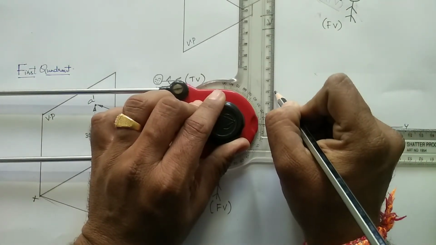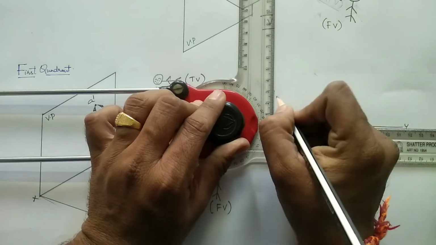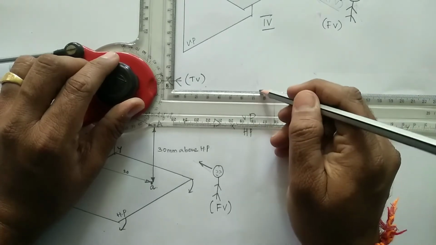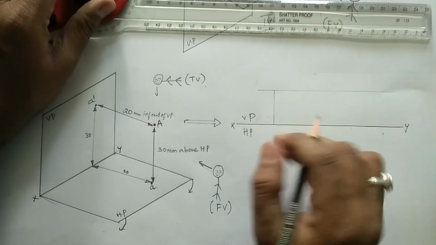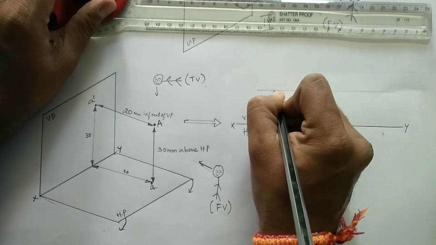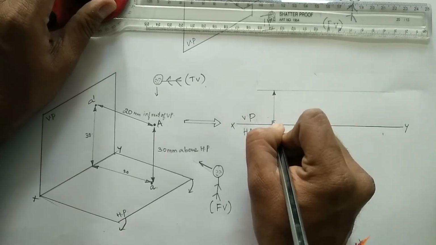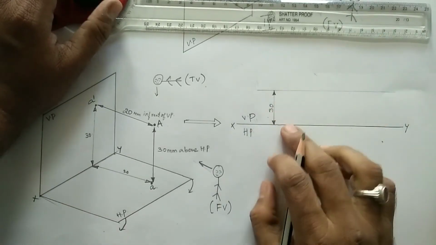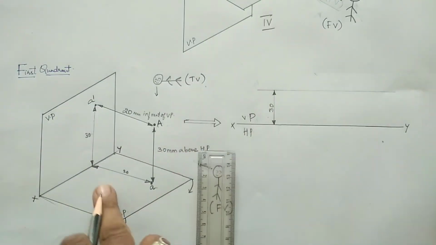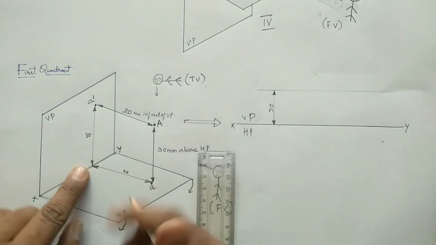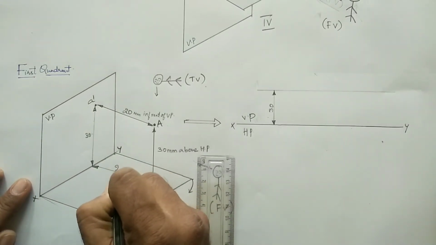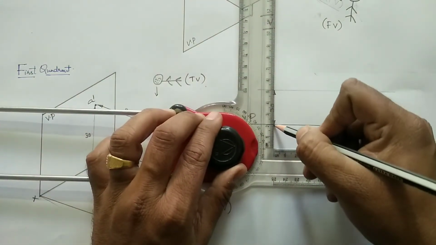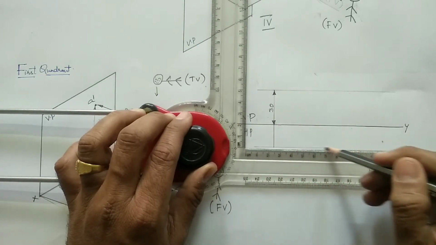First measure the distance of 30 mm, and from here draw a locus line. Mark the dimension here as 30 mm. There is one point, and the other is on the horizontal plane, which is at a distance of 20 mm. Mark the dimensions, and mark the locus line.